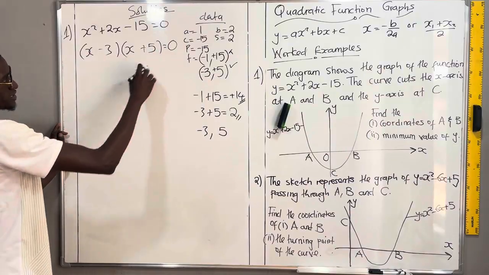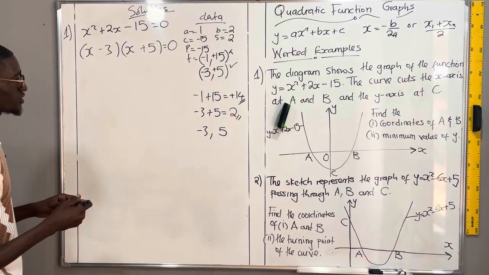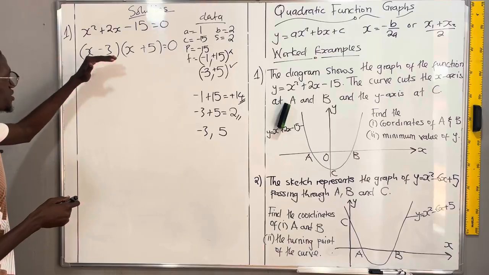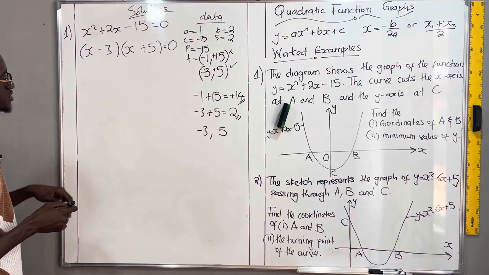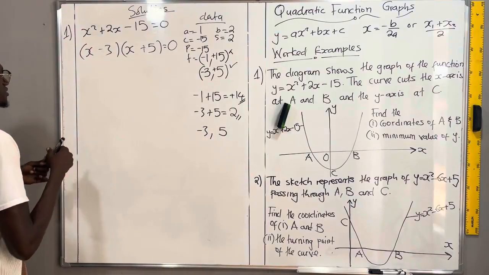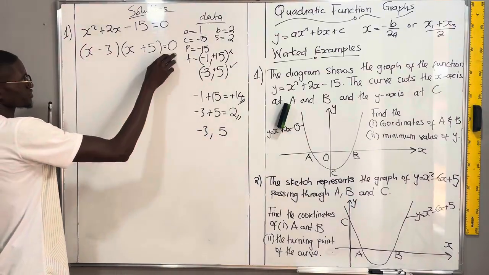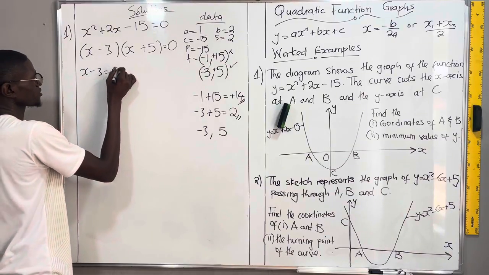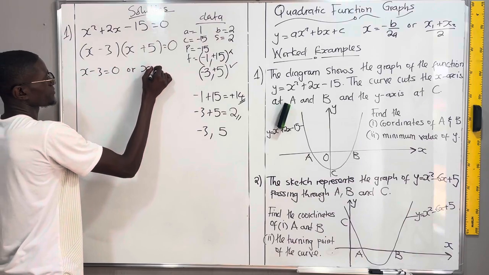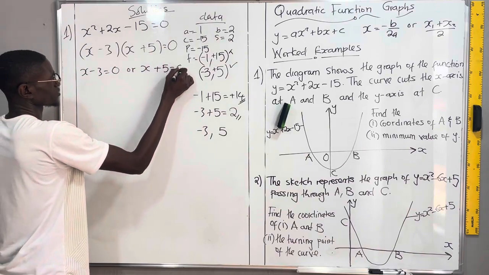Okay, you now remember this step. So we're skipping the process of factorizing by grouping until we get to this point. So that is all we are skipping. We are getting to this point from here. At this point, we're now going to equate each bracket to 0 and then solve for x. So it's going to be x minus 3 is equal to 0, or x plus 5 is equal to 0.